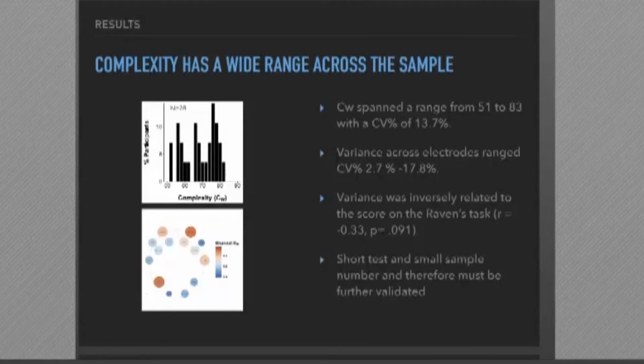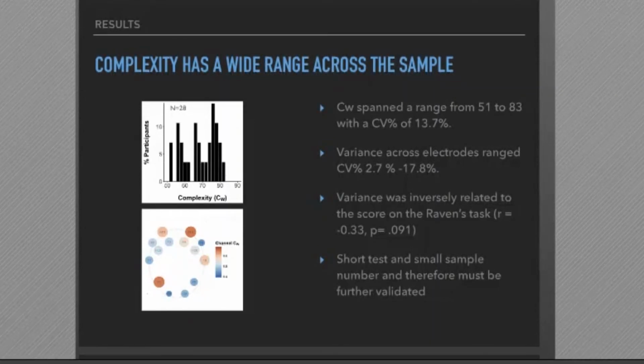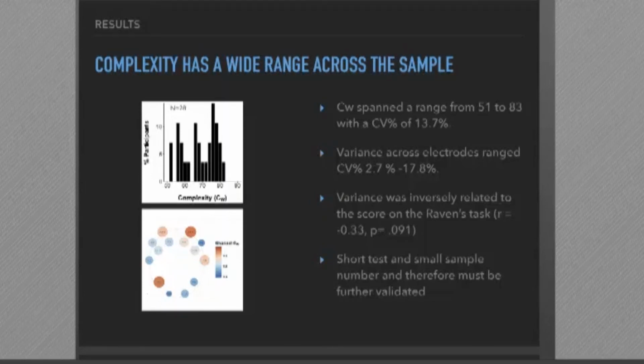So then we looked at whether any specific electrode had a better correlation than all of them put together. That was not the case. However, the frontal electrodes did show a tendency to have a higher correlation compared to, say, the occipital lobe electrode. And we also looked at variance across electrodes in individuals. And this ranged from as low as 2.7% to as high as 17%. And this variance was inversely related to the score in the Raven's test.